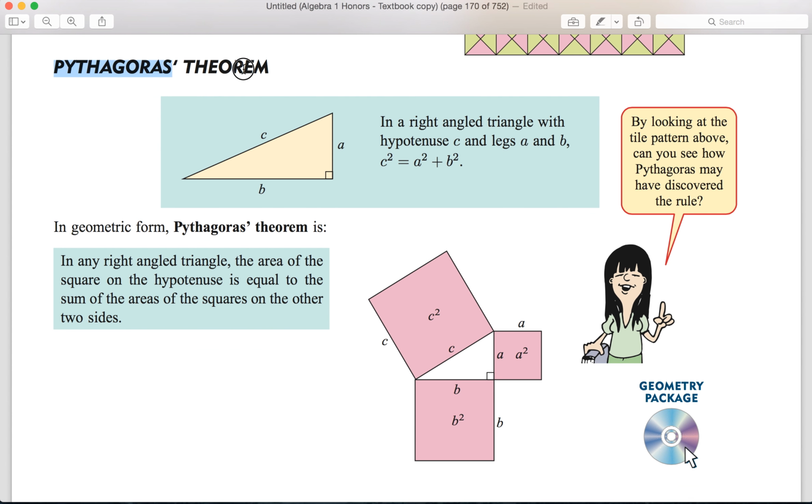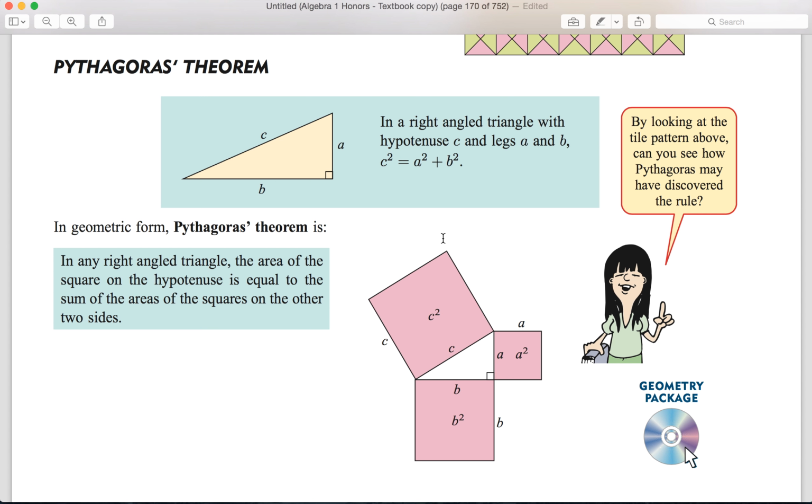Here it is, Pythagoras' Theorem. It tells us that in a right-angled triangle with the hypotenuse as the letter C in our formula and the legs as A and B in our formula, we can connect the three sides with the formula that the hypotenuse squared, C squared, equals A squared plus B squared. You may have found this from this picture down below with the three squares, just like you did for your investigation. A squared plus B squared equals C squared. That is called Pythagoras' Theorem.